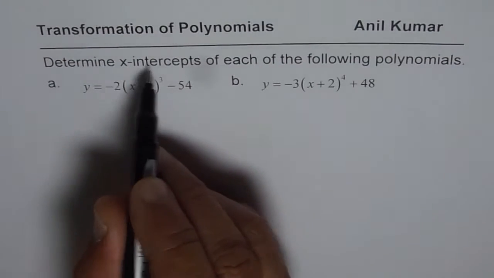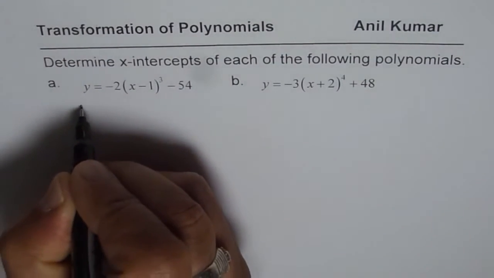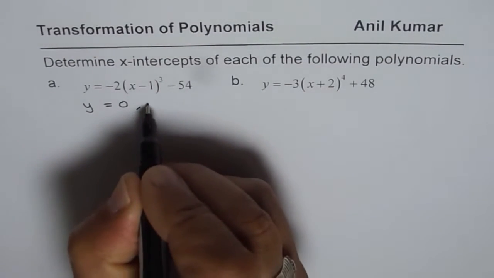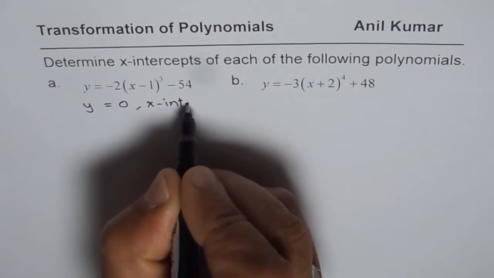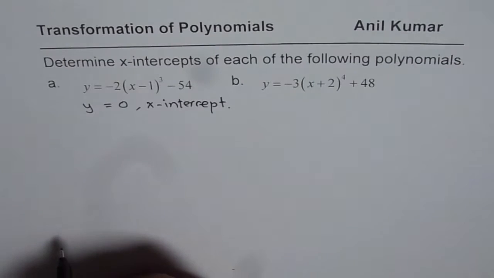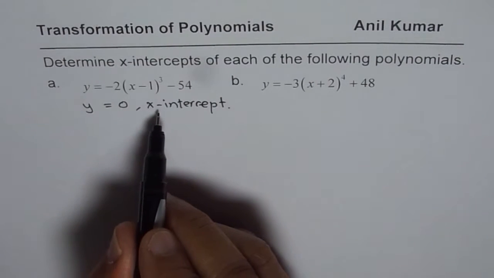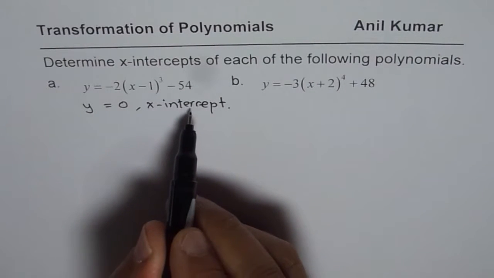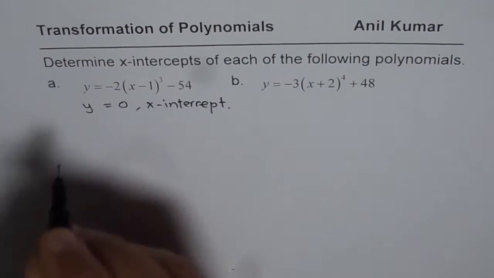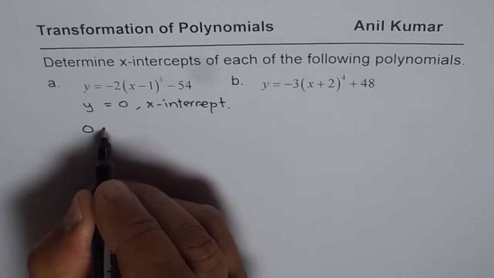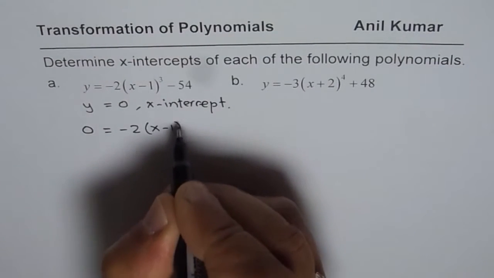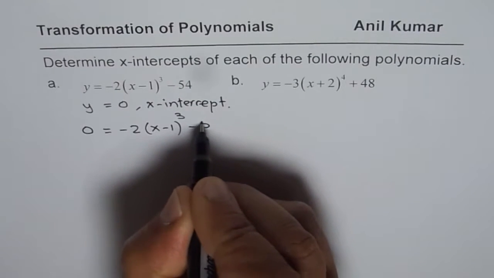Now when we say x-intercept, that means y equals 0, right? Y equals 0 is what is x-intercept. So wherever the graph crosses the x-axis, that is the x-intercept, and at that point y will be 0. So we'll substitute y equals 0 and solve for x. That's what it means. So 0 equals minus 2 times (x minus 1) whole cube minus 54.